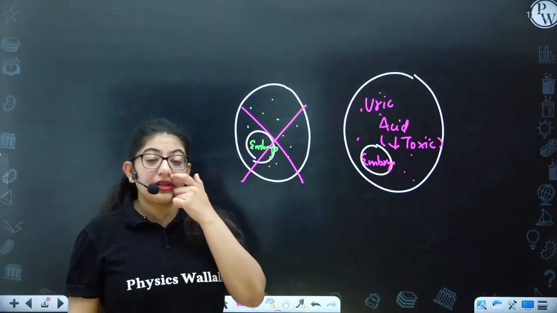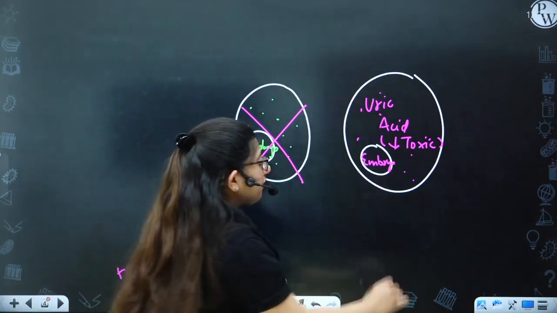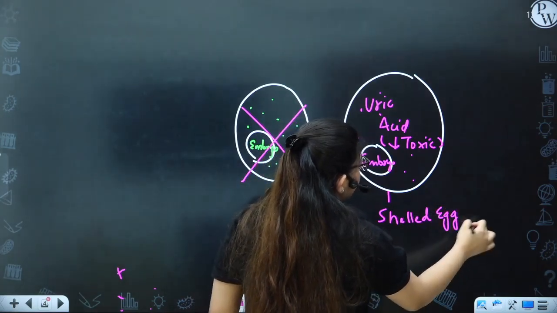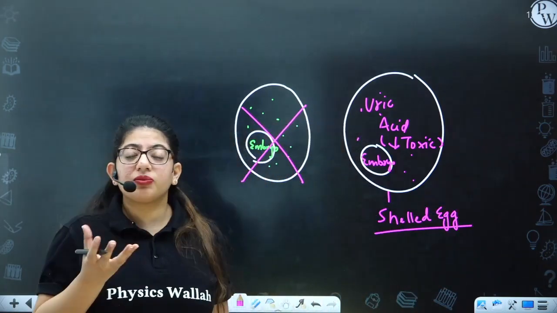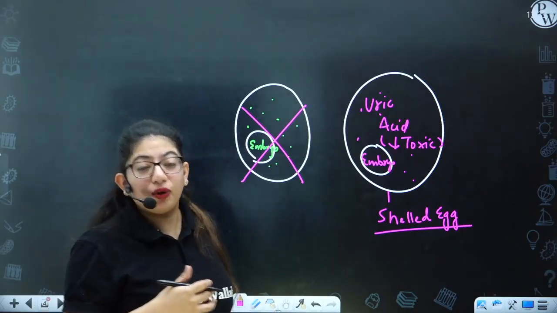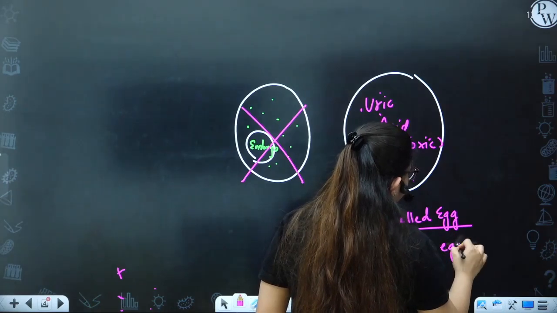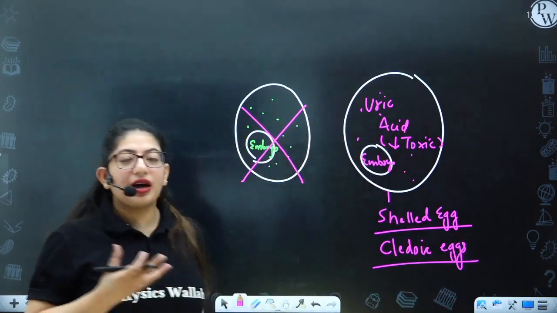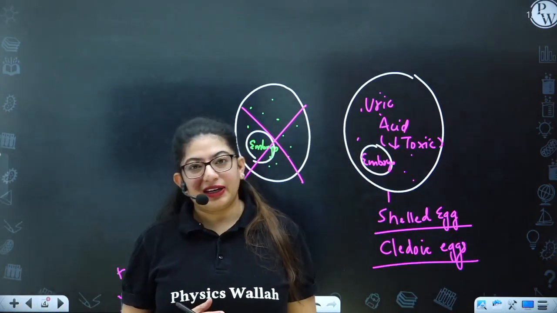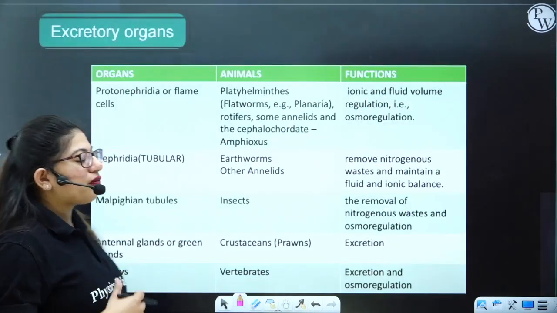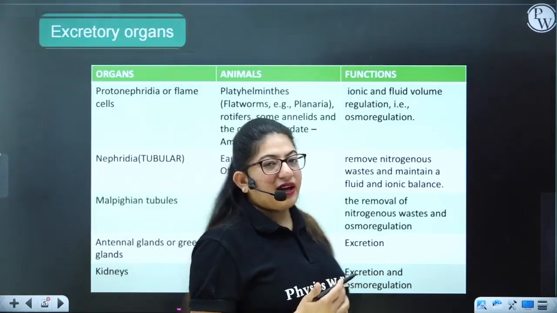So this is another reason why the organisms which have shelled eggs, the shells made up of calcium carbonate, which you also call cleidoic eggs, have uric acid as the main excretory product. Fine. Okay, boys and girls, let's see what types of excretory organs the organisms have.